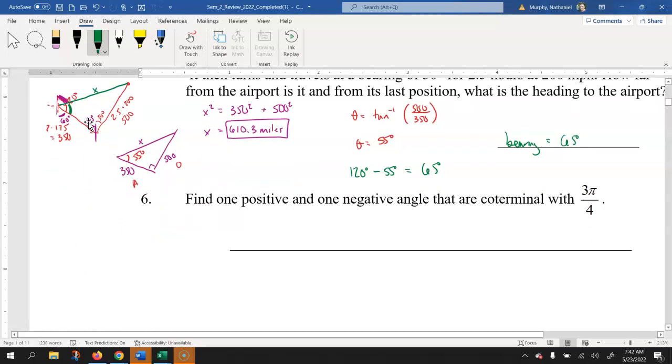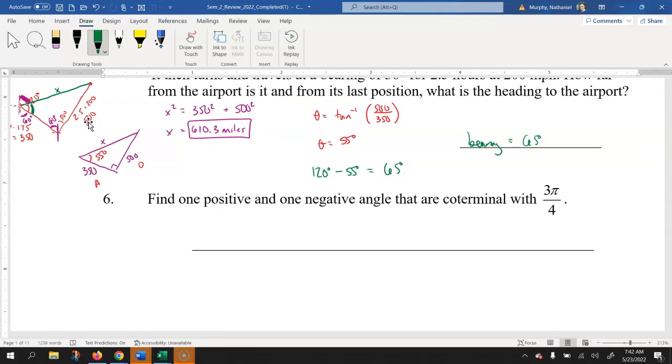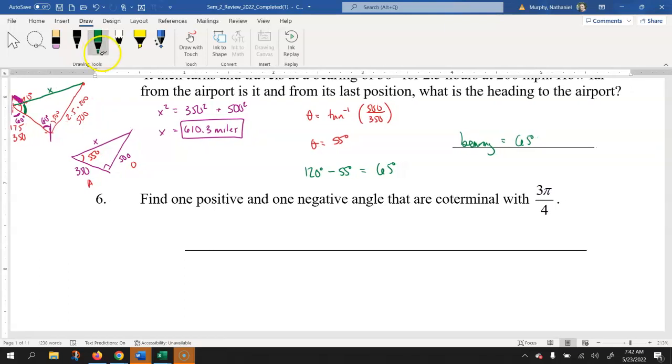All right, let's look at this next one, number 6. It says find one positive and one negative angle that are coterminal with 3 pi over 4. Coterminal just means that it's going to give us the same value. So remember that basically there's just a simple formula we could use here, where we take 3 pi over 4 plus 2 pi, and that would give us a value at the same location. Now remember, the way that our rotations work is, when theta is positive, it goes counterclockwise. When it's negative, we go clockwise.